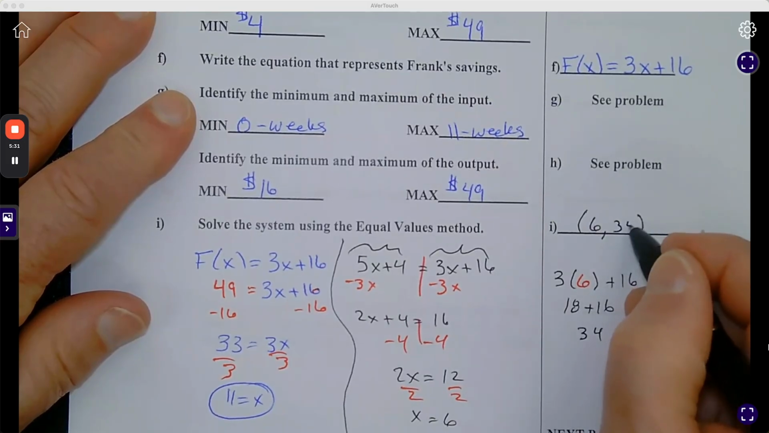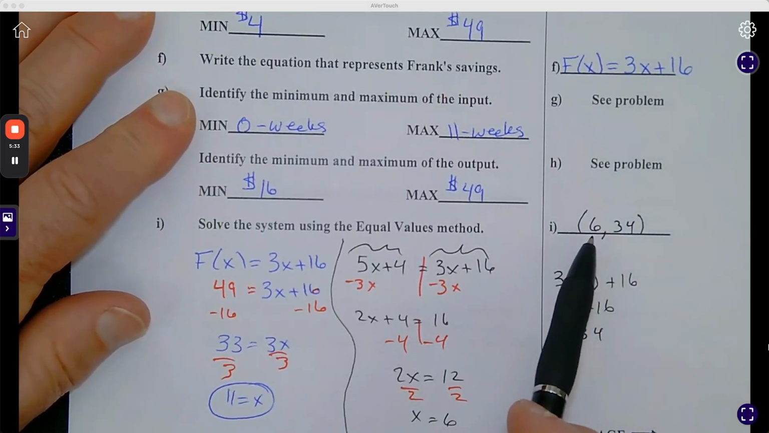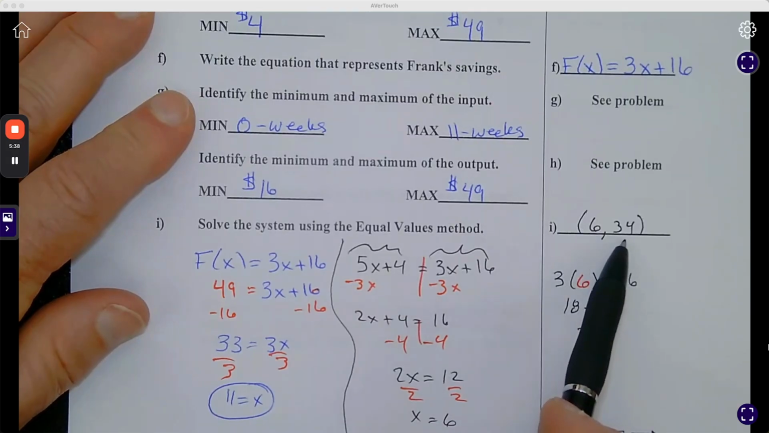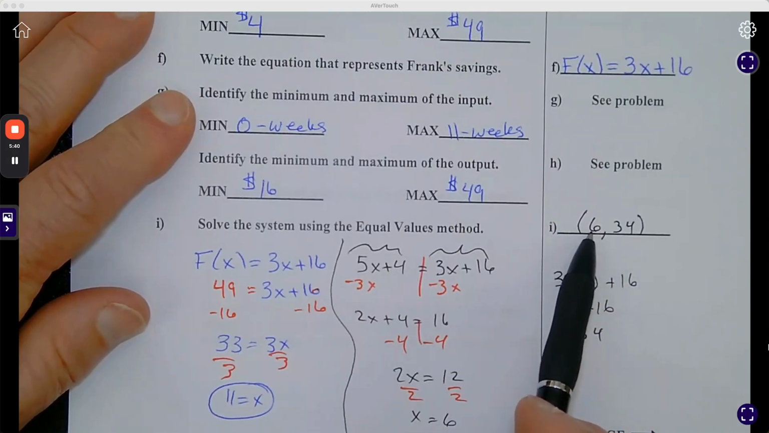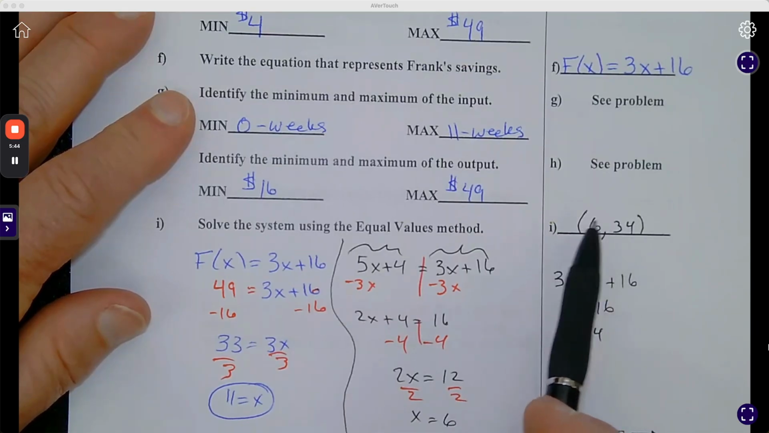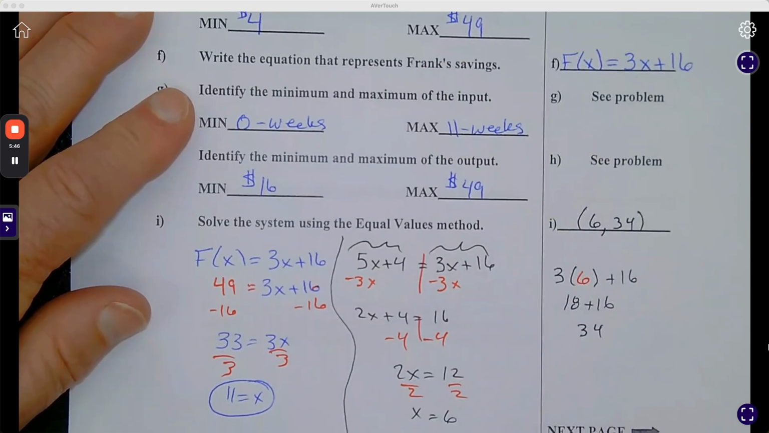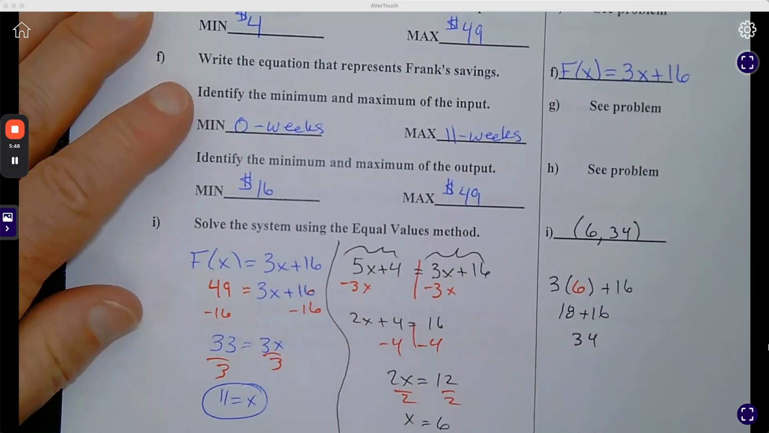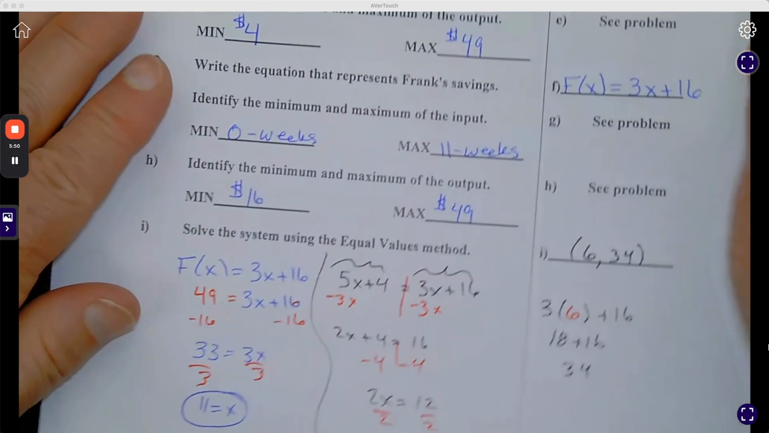And that's 34. So that represents the time, number of weeks. That represents the money. So after 6 weeks, both Frank and Joshua will have $34 saved. And that's the only time when they have exactly the same amount. All right, 6, 34. Let's keep going.